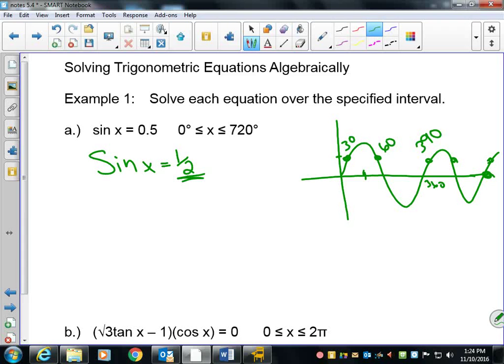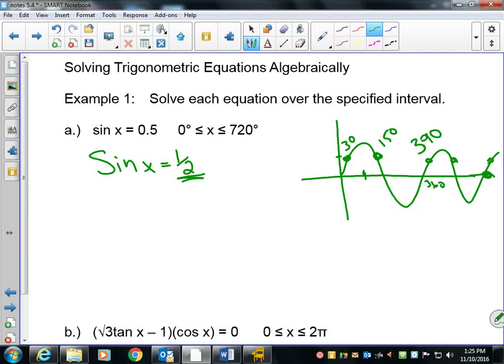Oh, this isn't 1/2. It's root 3 over 2 at 60, right? So this one should be 150 degrees. I agree with you. That's where sine is positive 1/2. Thank you for that clarification.